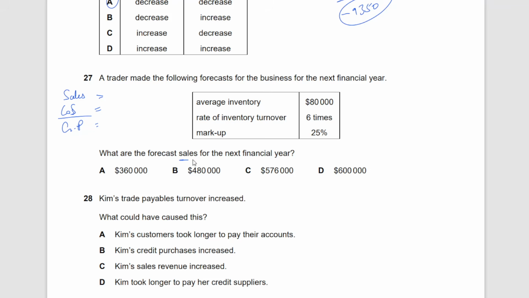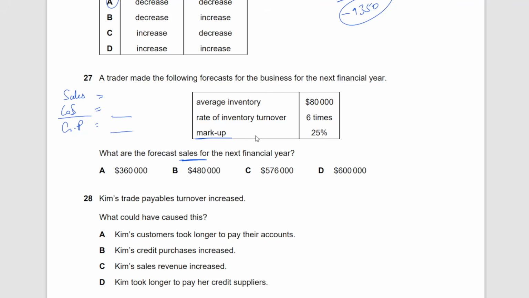Now they're asking a question about sales, but they have given us markup. So they're pointing towards what? Cost of sales. So step number one, let's figure out what is cost of sales. That will eventually help us with sales, because when we have markup or margin, and when we have either cost or sales, we can find the other one. Right? Let's see how this can be done.